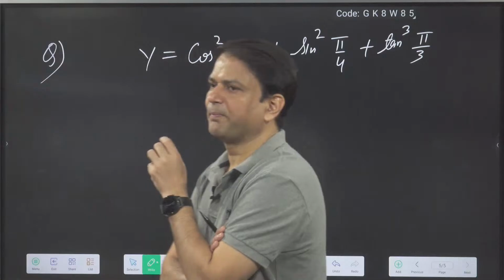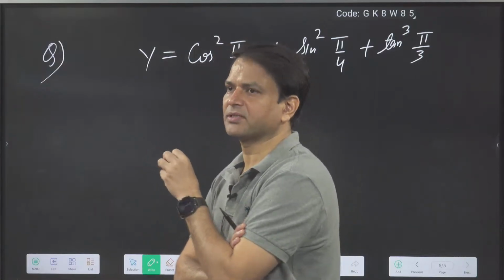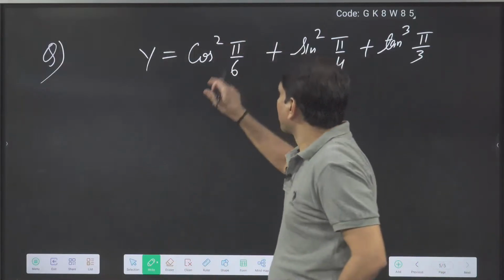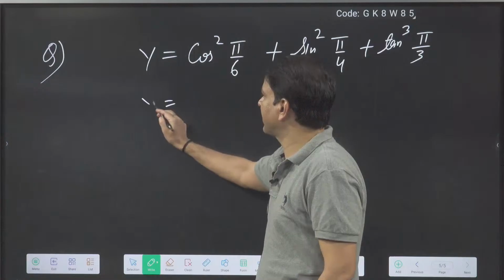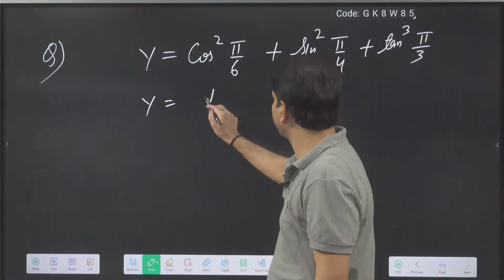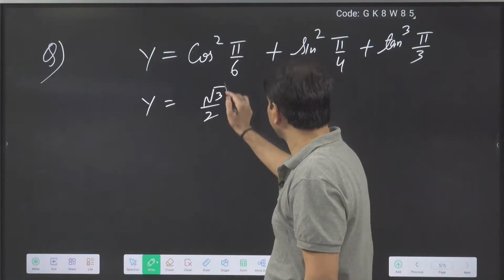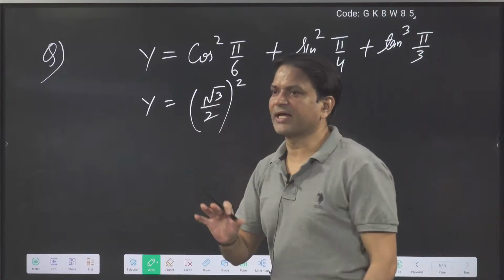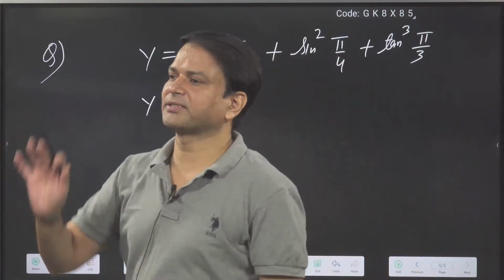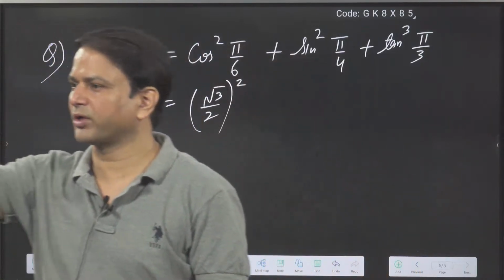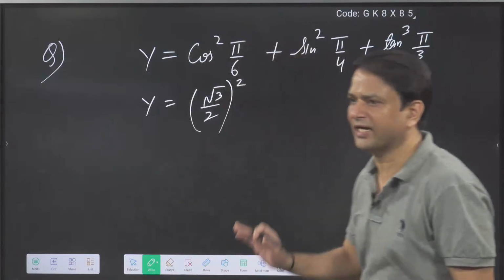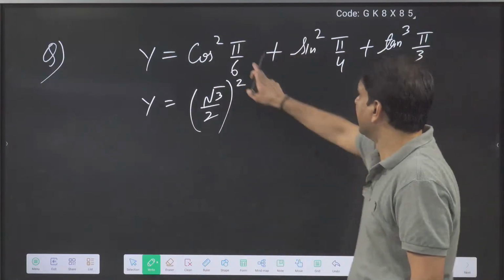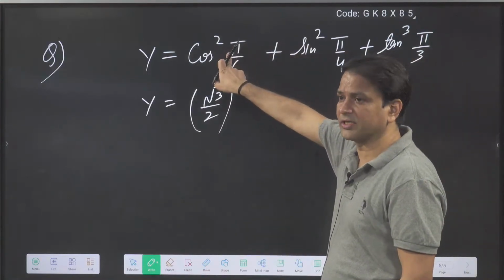Okay, so pi by 6 means 30 degrees. Cos 30 is what? Cos 30 is root 3 by 2. So root 3 by 2 squared. Means radians directly maybe you cannot remember, like pi by 6. So first thing, pi by 6 is 30 degrees. Okay, pi by 4 is 45. Like that you can, and then after that you can solve. So pi by 6 is 30, cos 30 is root 3 by 2.